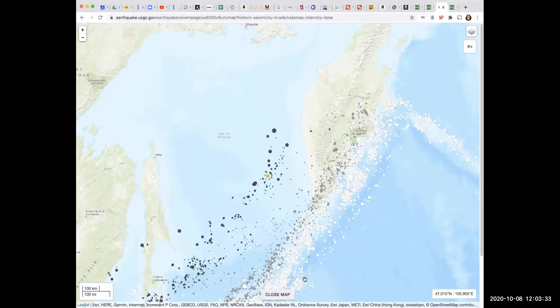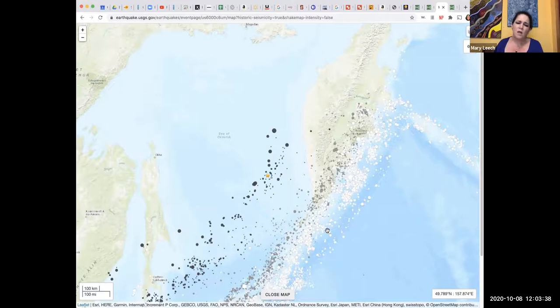So shallower near the trench, deeper inland, behind the volcanic arc. Remember, the subducting plate is bending down and there's melting happening that's forming this volcanic arc right here. And then the deepest earthquakes will be down there.